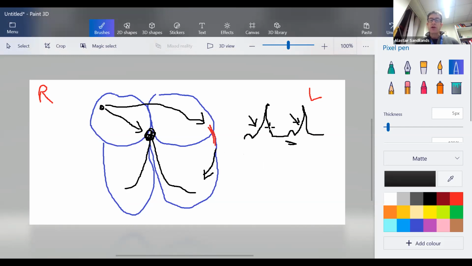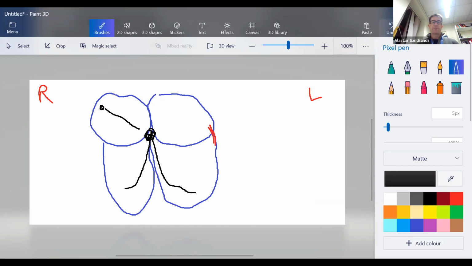So when it goes forwards over the pathway, that's the only time that you see conduction going forwards over the pathway in sinus rhythm. Okay, let's just go back a little bit.